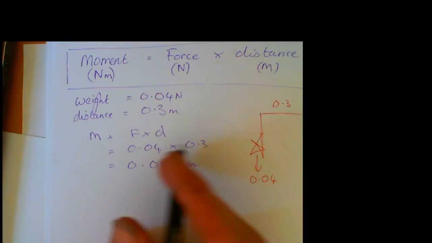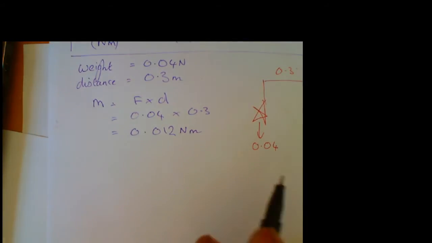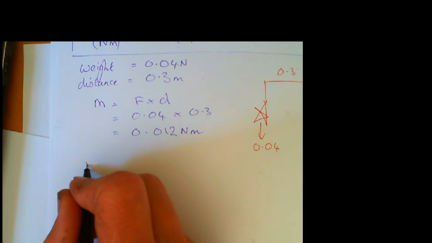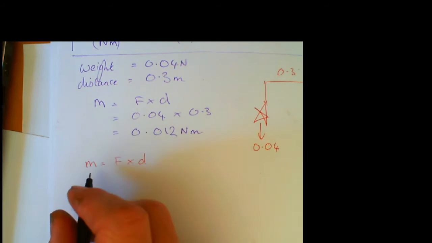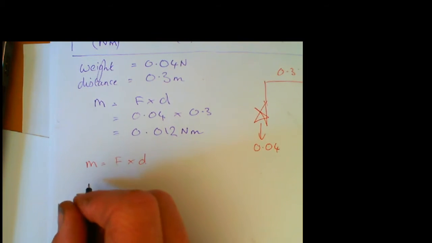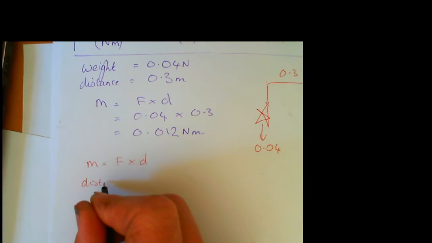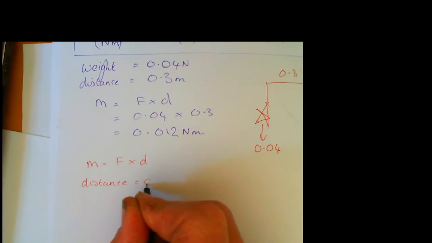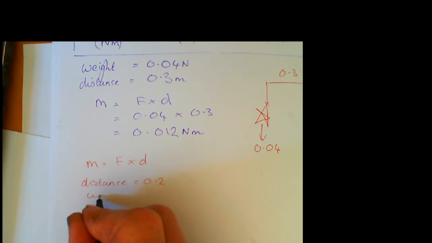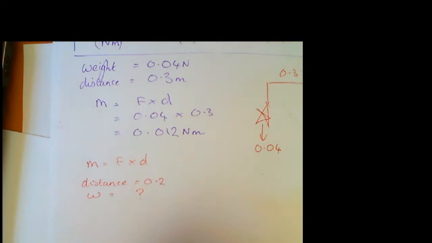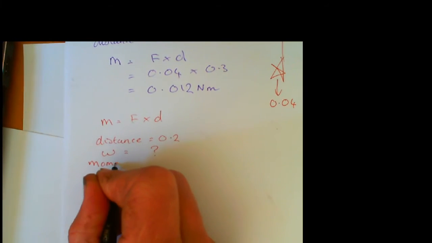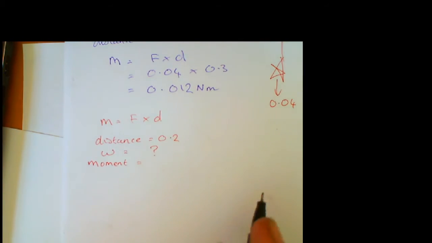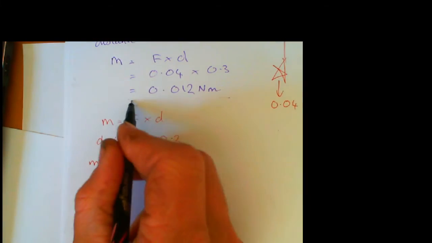Okay, so do the same thing as what we did last time and lay it out just the same. So we write down which equation we're going to use. We're going to use moment equals force times distance. We write down that we know that our distance is 0.2, so distance equals 0.2. We don't know what the weight is this time, so we're going to put weight equals question mark. But we do know what the moment is this time. And we know that the moment must be this one here.